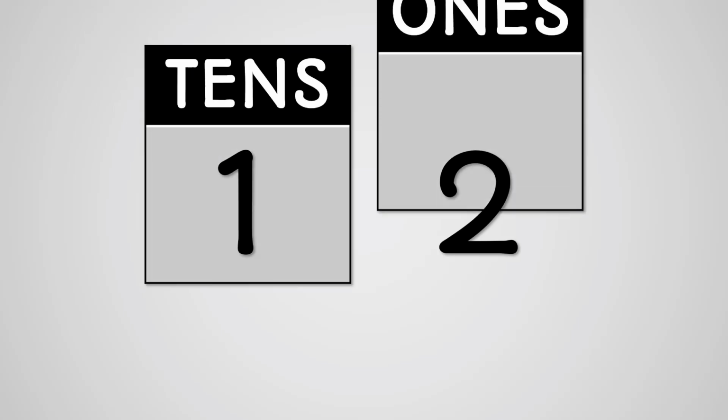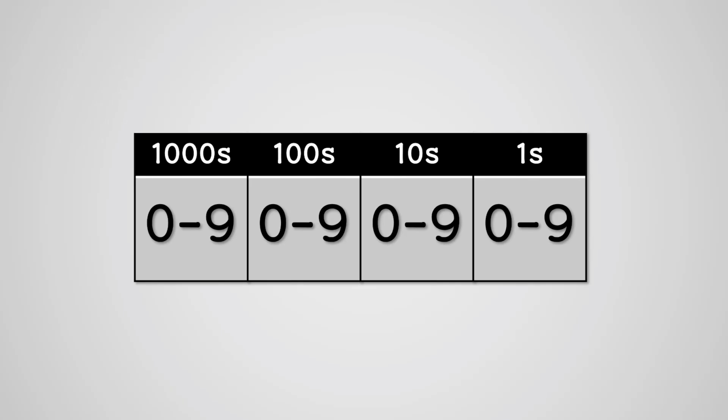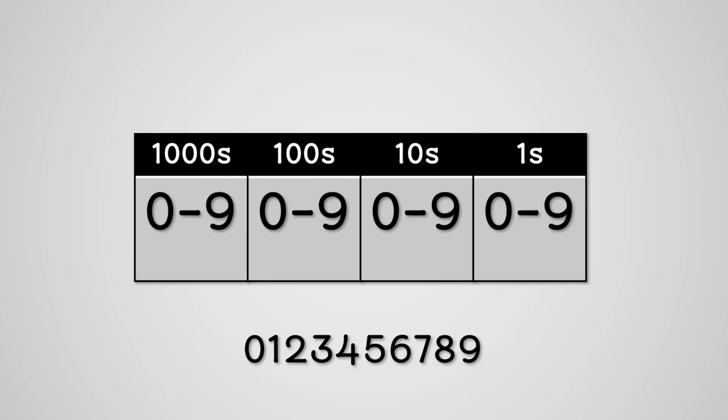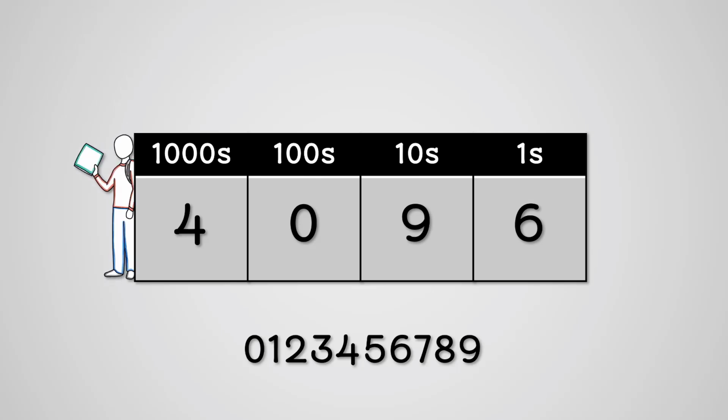Let's think about the number 12. It's actually two separate numbers, 1 and 2. However, they belong to different columns. The number 12 can be thought of as 1 ten and 2 ones. In the decimal system, each column goes up in multiples of 10 and can be given a value of 0 to 9, 10 possible values. So if we want to write the number 4096, then we would need to have 4 thousands, 0 hundreds, 9 tens and 6 ones. You're probably very familiar with this entire system from when you were very young.